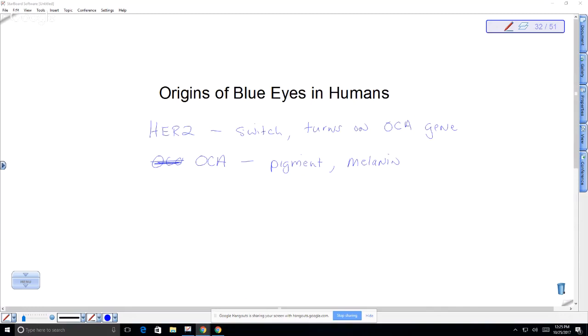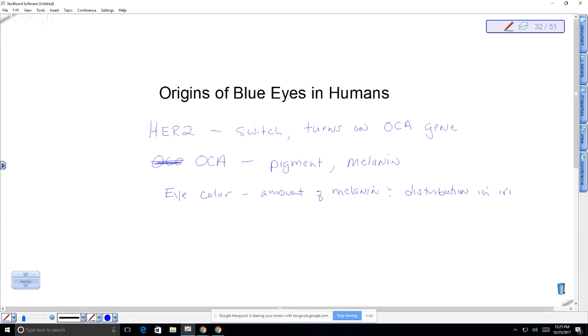So this is a protein. This is the protein melanin. Eye color is determined by the amount of pigment, so the amount of melanin, and its distribution in the iris.